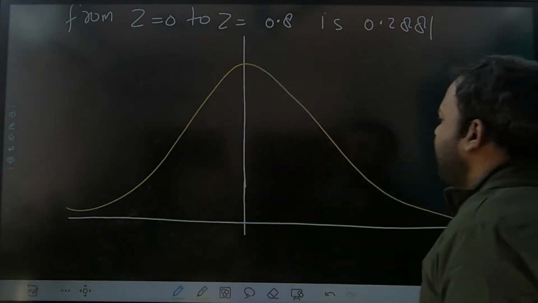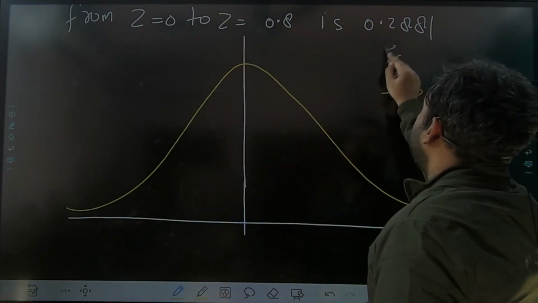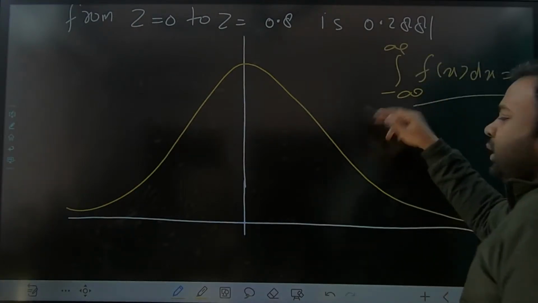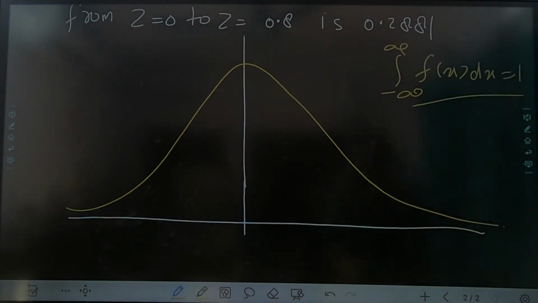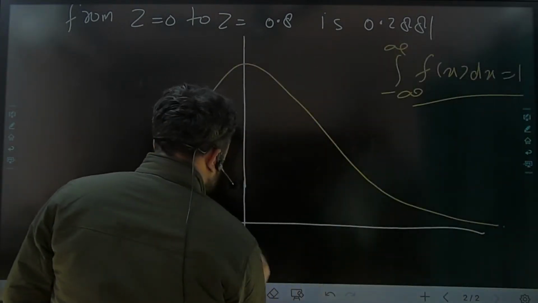So again, for this complete curve, the integral from -infinity to +infinity of f(x) dx is equal to 1. It means the total area under this probability function is 1, because the maximum value of probability is 1. It is given that the mean value is 30.